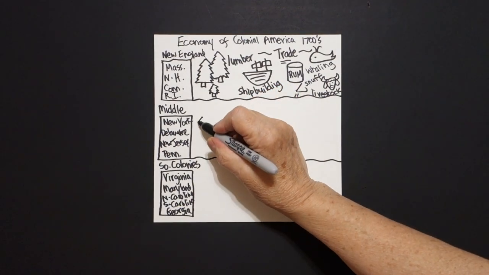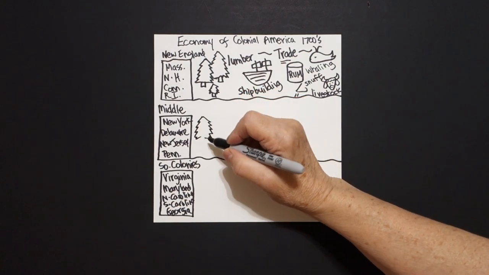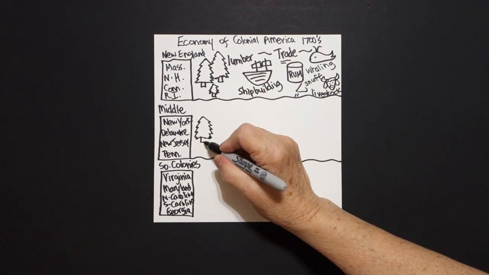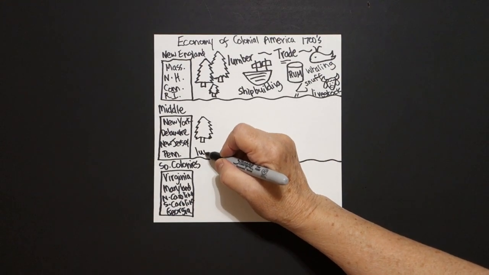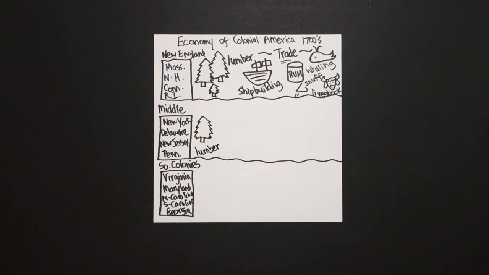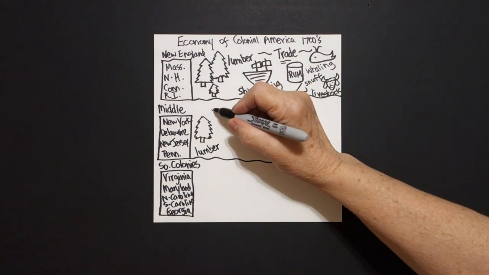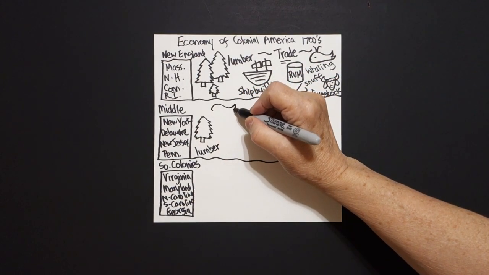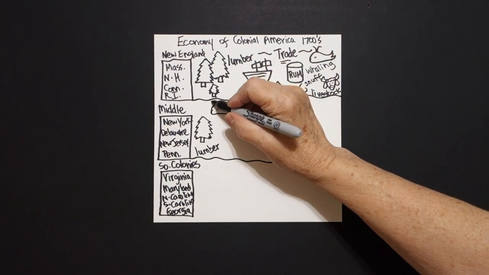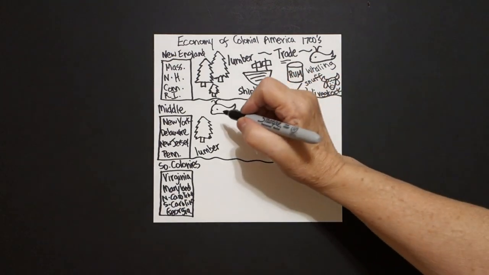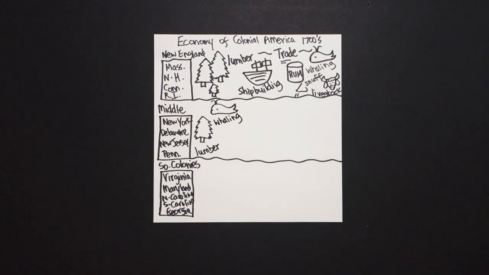Now come down to the middle colonies and you're going to have some repeats. Put a dot, zigzag, zigzag, go back to the dot, zigzag, zigzag, connect, one, two, three. Little straight lines. Yes, they still had lumber going on in the middle colonies. Come up here, put a dot. Curve line up, out, in, out. Straight line, connect. Put a dot. One, two, little curve lines. Whaling was still a major resource.